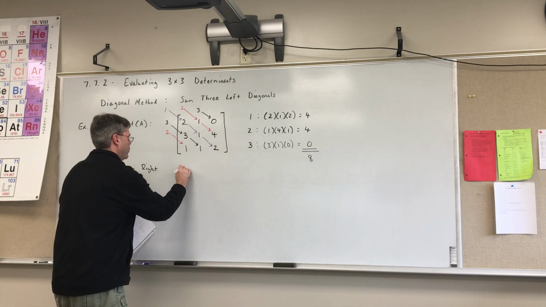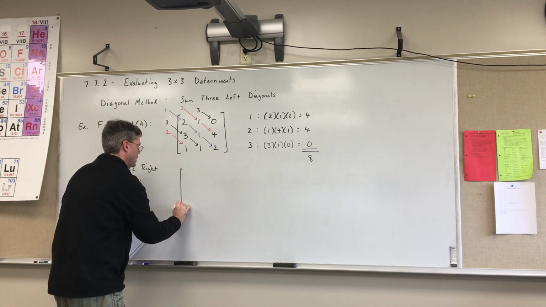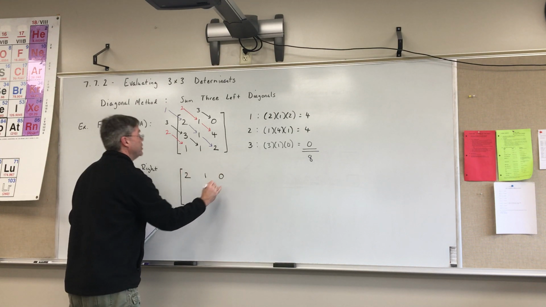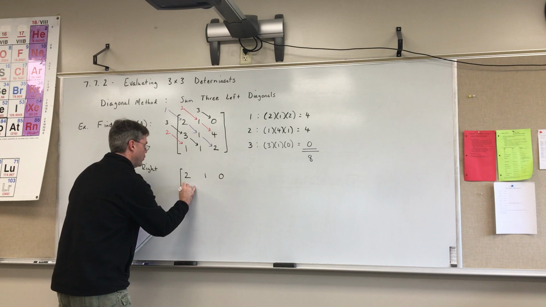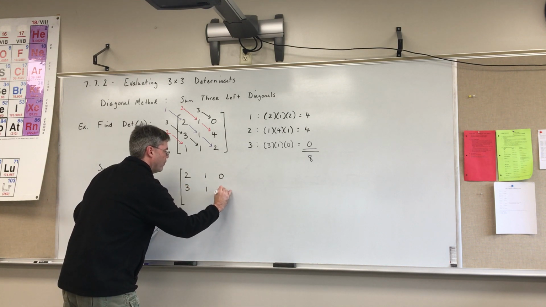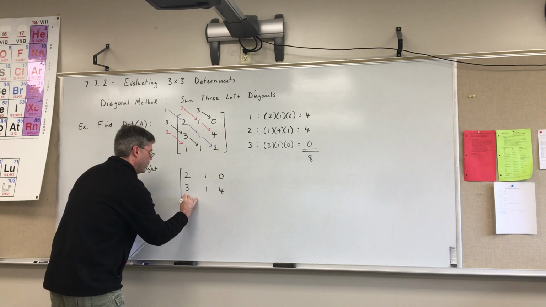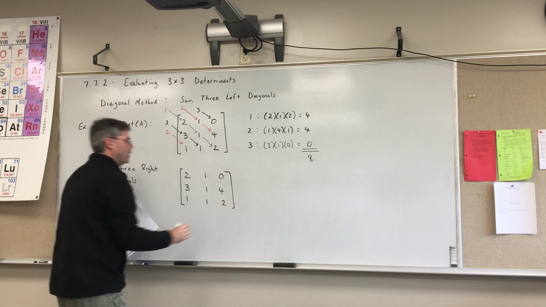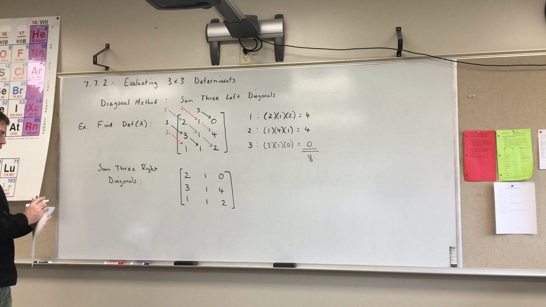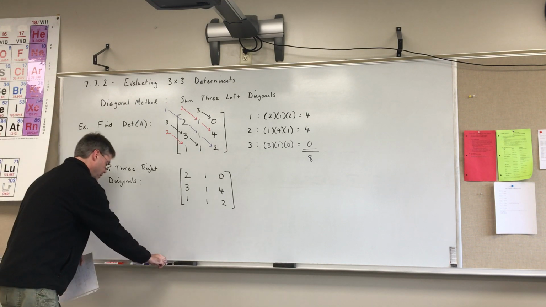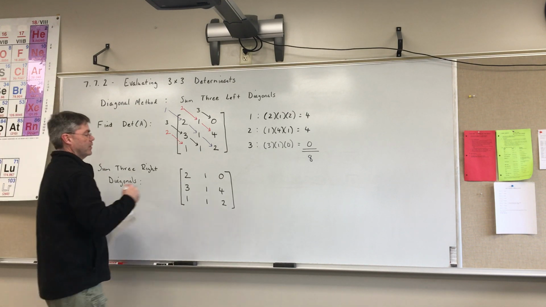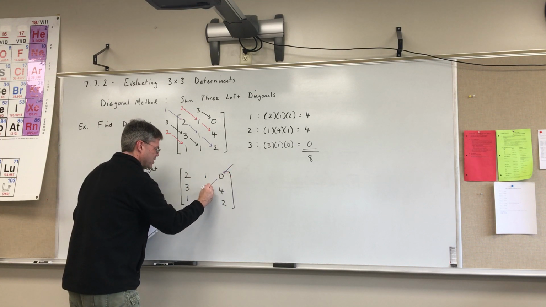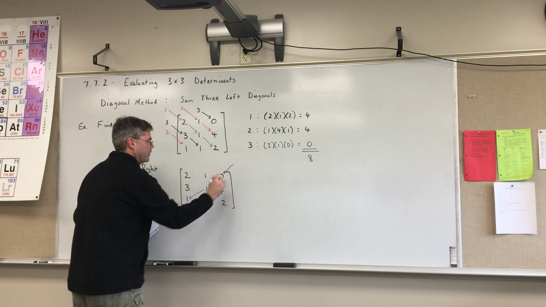So I'm going to rewrite this matrix. 2, 1, 0, 3, 1, 4, and 1, 1, 2. We're going to do the same thing. This time we're going to be coming from the right. So diagonal 1 is the one that is right down the center.